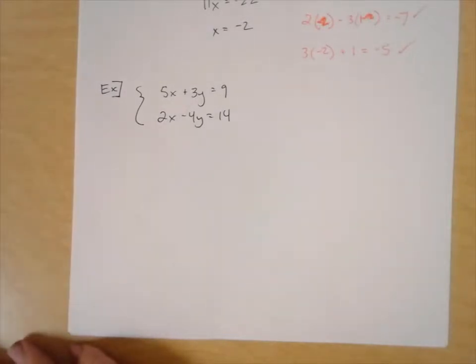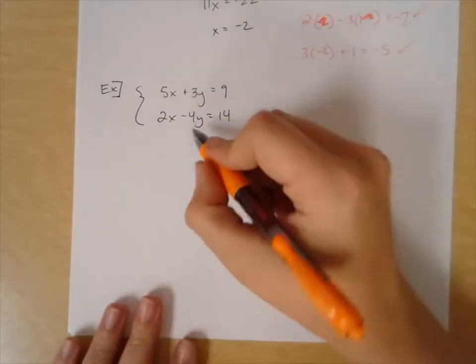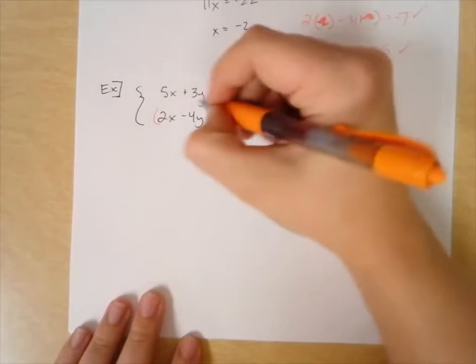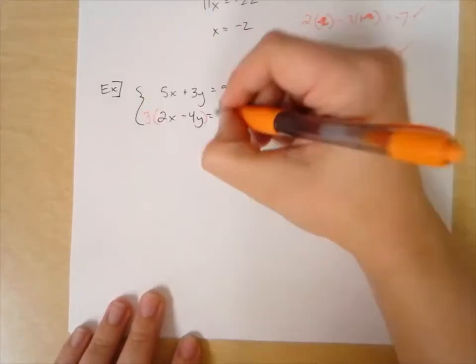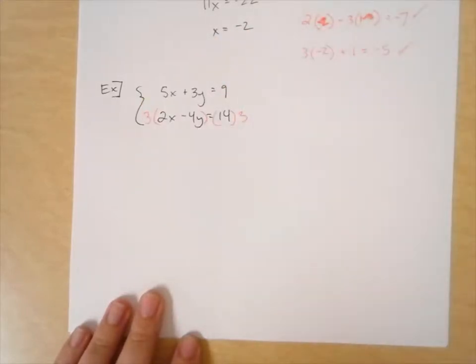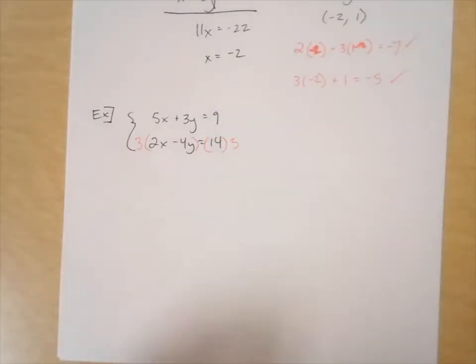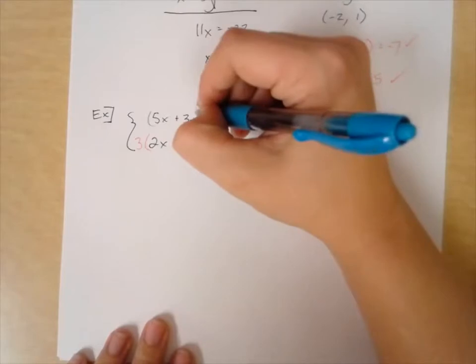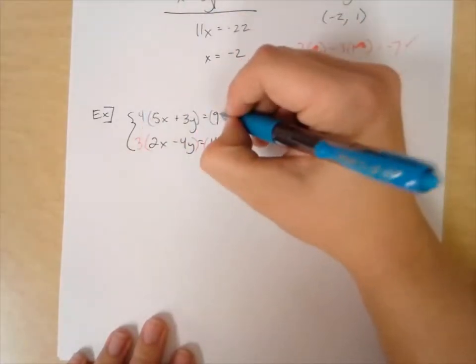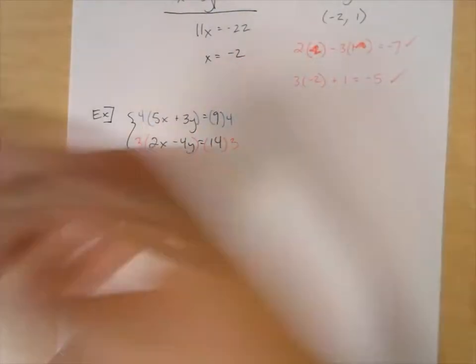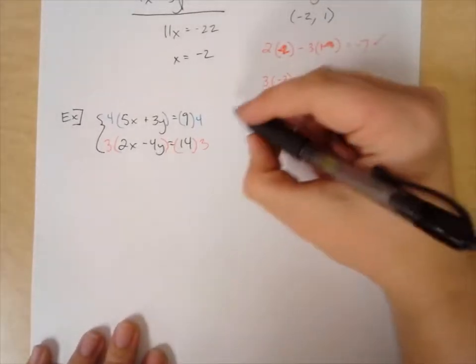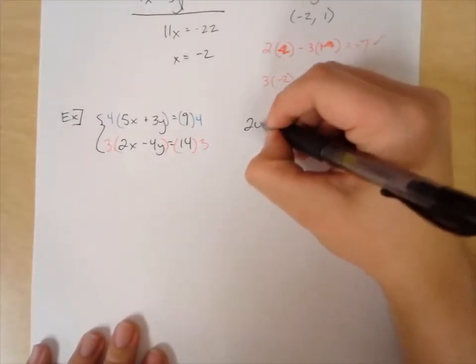And we know from multiplication that 3 and 4 can both become the number 12. I can turn a 4 into a 12 by multiplying by 3, so I'm going to multiply the bottom equation by 3. I can turn a 3 into a 12 by multiplying by 4, so I'm going to multiply the top by 4. Once I've done this, my new system is going to look like this.